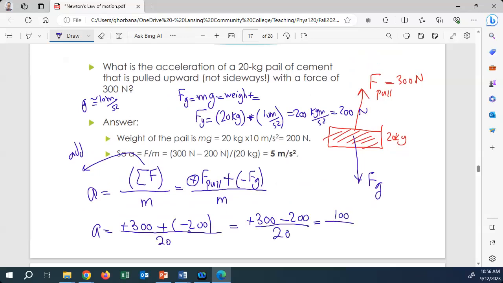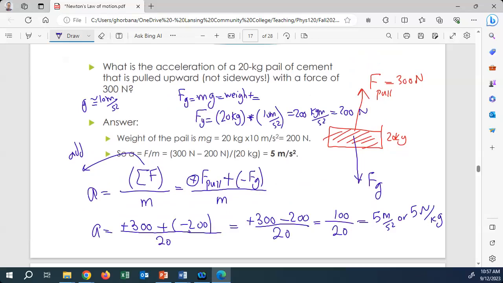100 divided by 20 is going to be 5 meter per second squared, or 5 Newton per kilogram. I just summarized this here because I wanted to show you how we are approaching this number, how we are calculating. You need to do the same thing if you would like to learn.